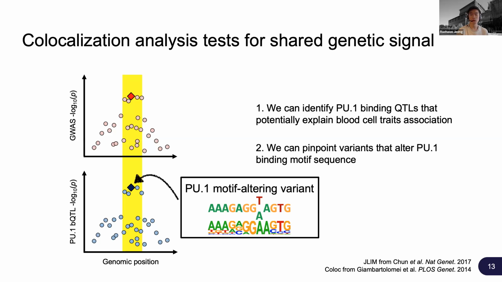In this example, the causal variant is associated with PU1 binding. So my hypothesis was that we can identify a variant that alters the PU1 motif sequence. Since this variant is causal for PU1 binding, it is also likely to be the causal variant for the blood cell trait.